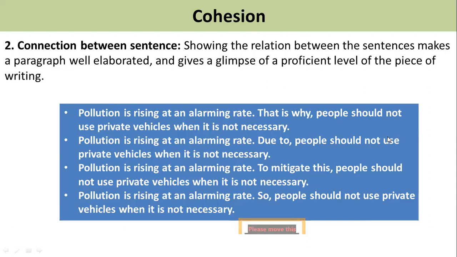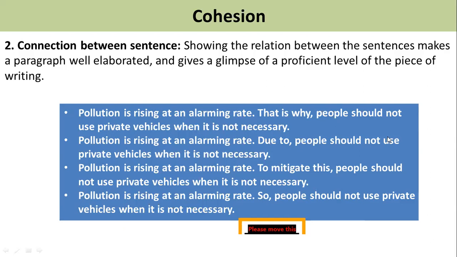Okay. Third is, pollution is rising at an alarming rate. To mitigate this, pollution is rising, and in order to mitigate this, people should not use private vehicles when it is not necessary. If people do not use vehicles when it is not necessary, definitely it will decrease the pollution. It will control the pollution. So the correct relation between the two is this, to mitigate this, because the second sentence is the solution of the first one.